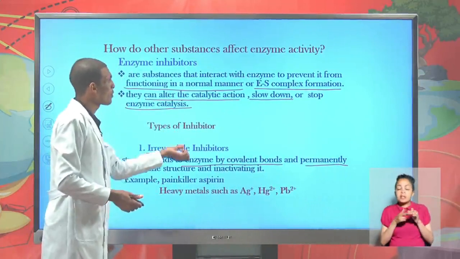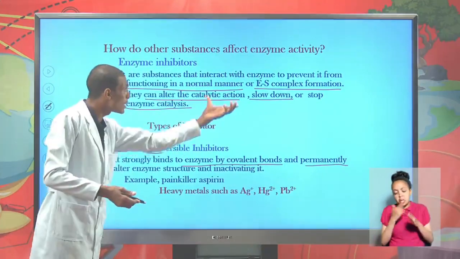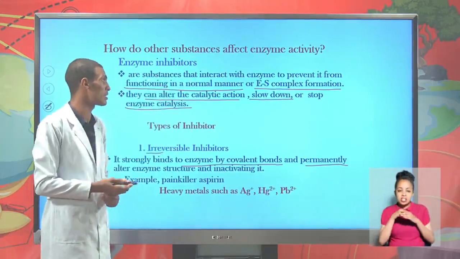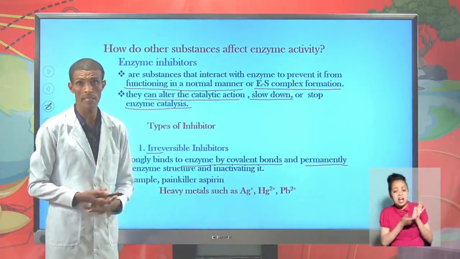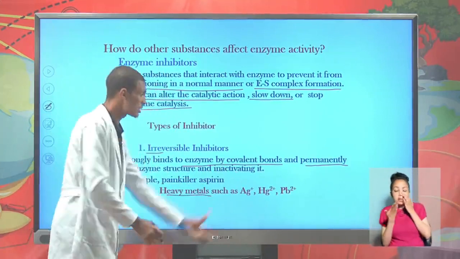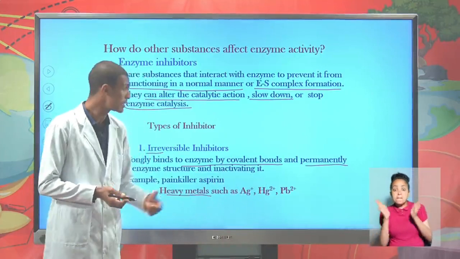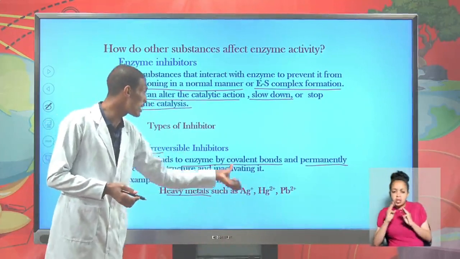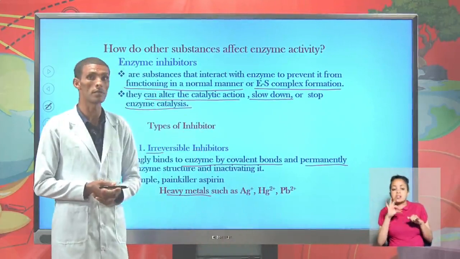So, the rate at which the enzyme forms the enzyme substrate complex is totally affected. It may be totally slowed down, or it may be totally stopped. Enzyme activity under interaction with an irreversible inhibitor is highly affected. For example, the painkiller aspirin binds to an enzyme at its active site, and heavy metals such as silver, mercury, and lead bind to an enzyme so that it cannot perform in the normal manner. It is impossible to detach the inhibitor from the enzyme. Because of this, we say these inhibitors are irreversible.